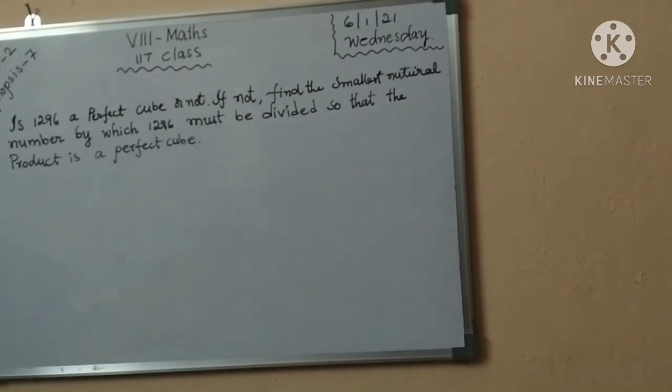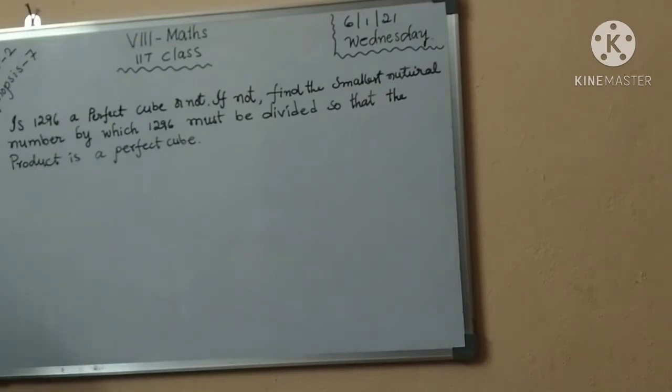Dear children, next solve the problems. Listen carefully, children. Is 1296 a perfect cube or not? If not, find the smallest natural number by which 1296 must be divided so that the quotient is a perfect cube. What number should be divided or multiplied? What is the smallest natural number?